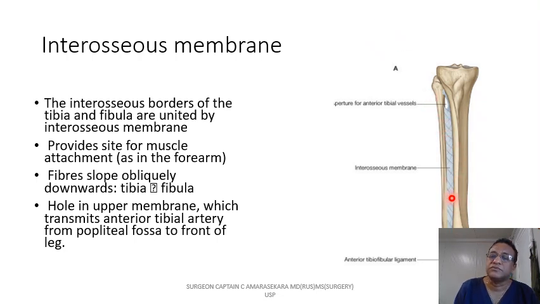This is the interosseous membrane, which connects the tibia and fibula. It attaches to the interosseous borders of the tibia and fibula. Its fibers run obliquely downwards, and it's not a true joint, it's a syndesmosis. And there's a picture of the anterior tibial vessels coming from the popliteal fossa, crossing this membrane, and entering the anterior compartment.